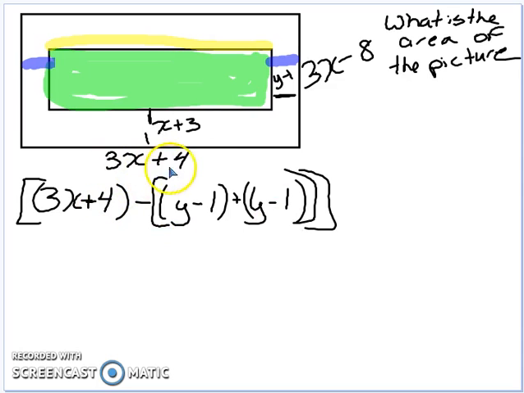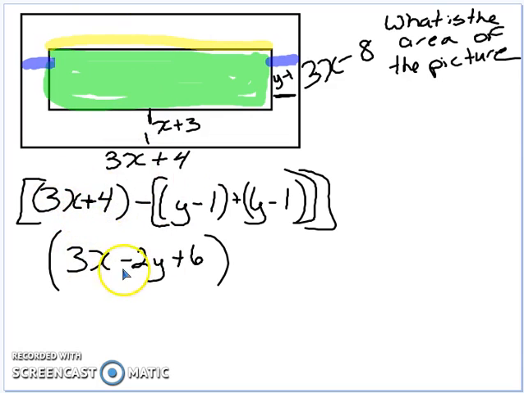Well, the first thing I'm going to do is take 3x plus 4, and from that I'm going to subtract, and I'm going to do this the long way, y minus 1 and y minus 1. So the sum of these subtracted from this side. When I do that, I get 3x minus 2y, or negative 2y's, and here I have 4 subtract negative 1 twice, which would give me actually positive 6. A minus is a plus. So that's my yellow side, or my longer side here.